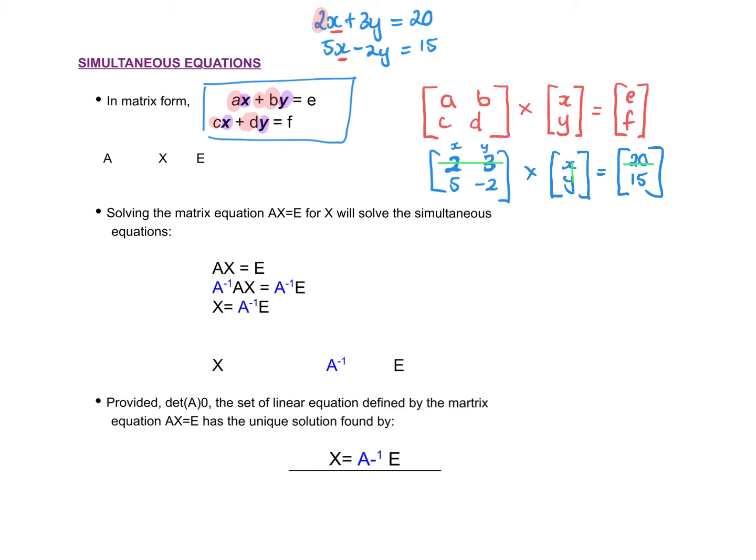If you go back, if I call this matrix A, and the one I don't know, this matrix X, and I call this one matrix E, so I'm just giving them a label, then we know that if I times matrix A by matrix X, I get matrix E. That's what's written here.